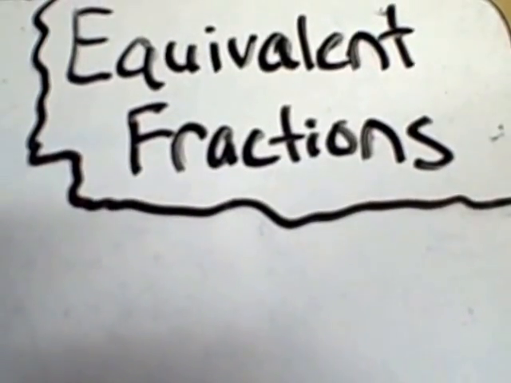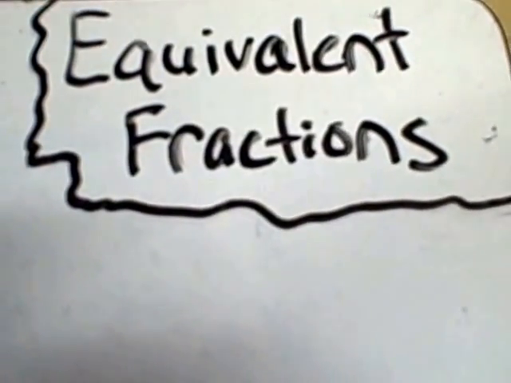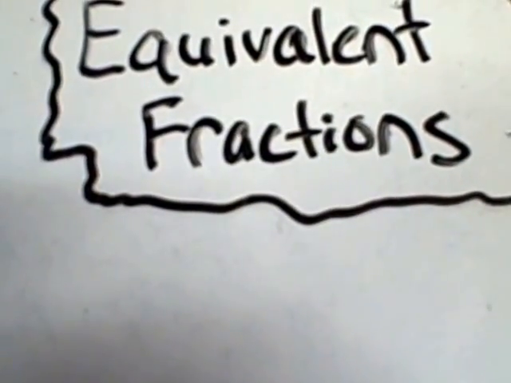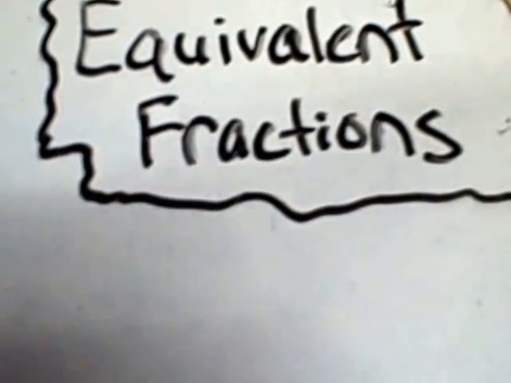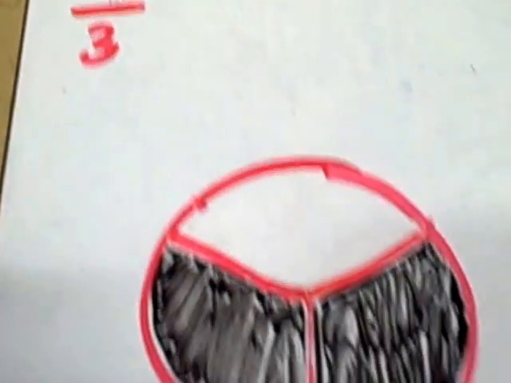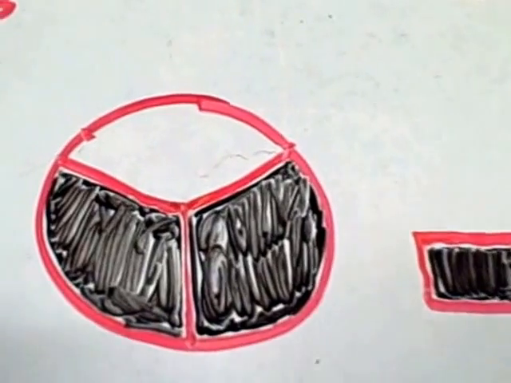Let's learn about equivalent fractions. An equivalent fraction is a fraction that is completely equal to another fraction, only the numerator and the denominator are different. So let's take a look at a fraction, 2/3, and the models. Here's a circle model of 2/3, and here's a fraction bar model of 2/3.